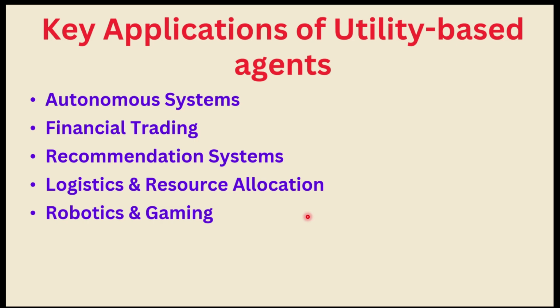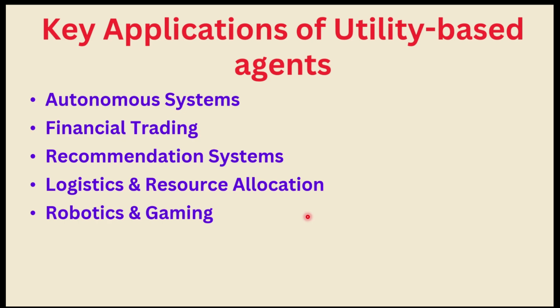Here: autonomous system, financial trading, recommendation system, logistics and resource allocation, robotics and gaming. So a utility-based agent is going to have multiple factors. Based on the multiple factors, we are going to assign numeric values to it, and we are going to choose the action which is going to give the overall benefit.